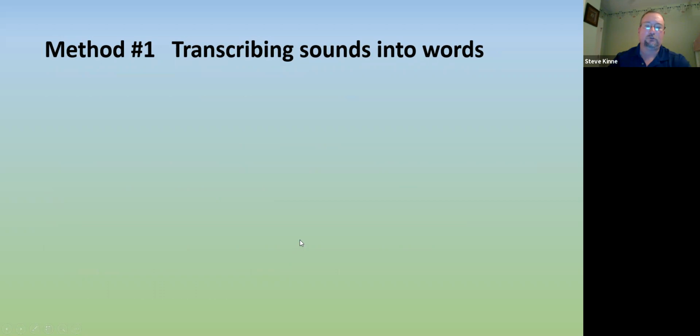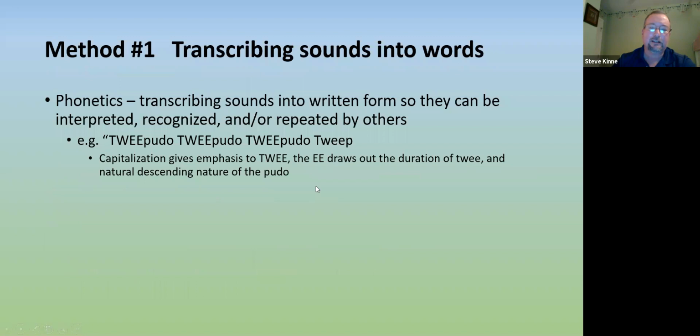So let's talk first about describing sounds in words, or transcribing them into words. One way to do that is what's called phonetics, and that's putting the sounds into a written form so that somebody else would recognize them. For instance, I gave you an example, I think you should be able to see this, is the tweepido, tweepido, tweepido, tweep. Now this happens to be one of the two descriptions of a Carolina wren.